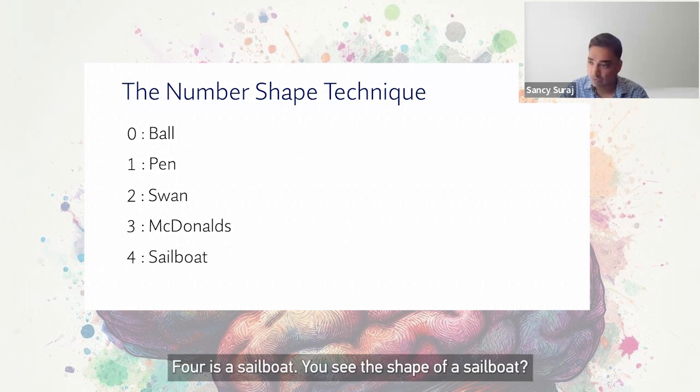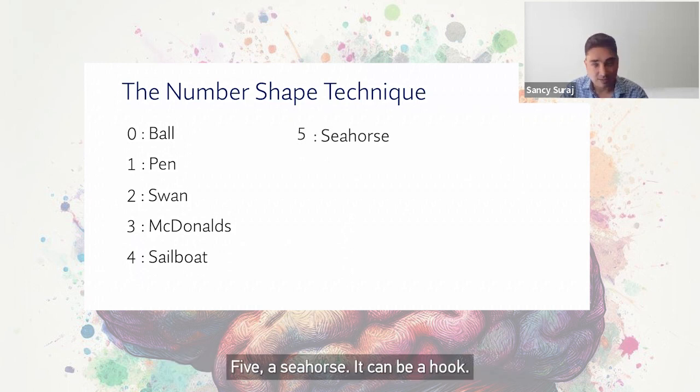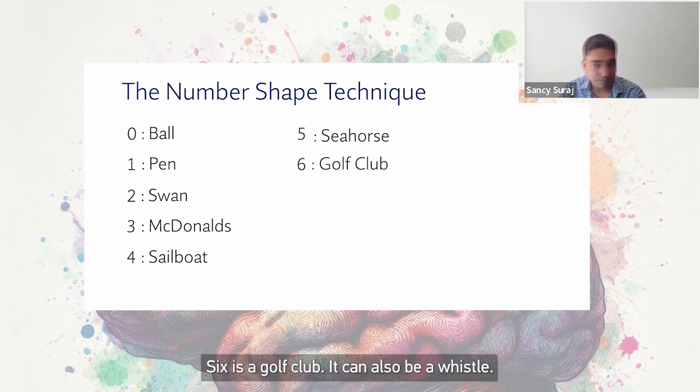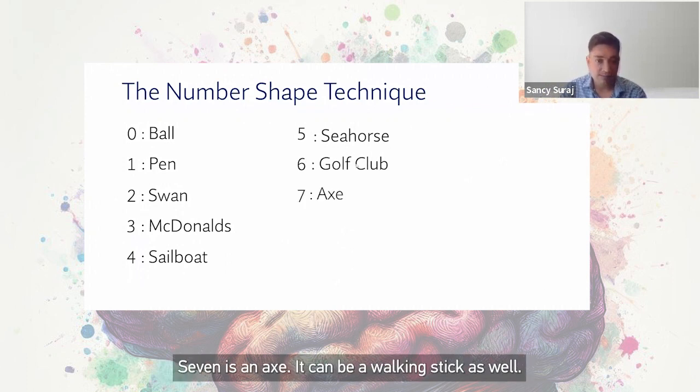4 is a sailboat. You see the shape of a sailboat. 5, a seahorse. It can be a hook. It can be a pregnant lady. It can be someone in a wheelchair. 6 is a golf club. It can also be a whistle. 7 is an axe. It can be a walking stick as well.